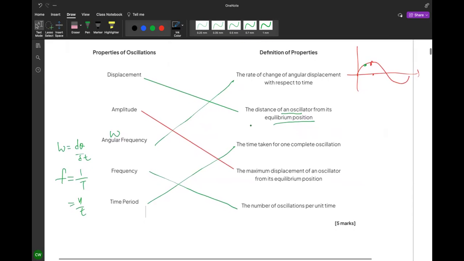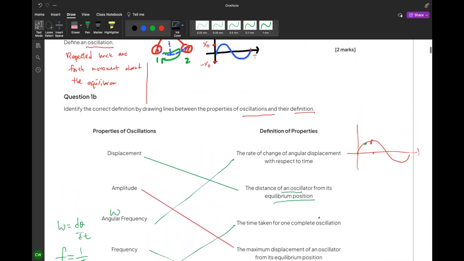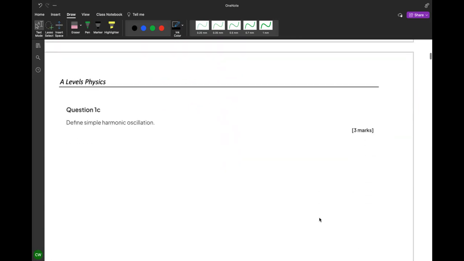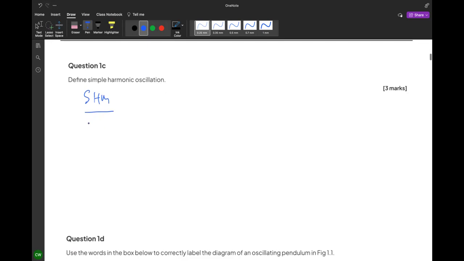Make sure you know about the definition. Any question about this one? No problem. Define simple harmonic motion oscillation. How much do you know about simple harmonic motion? You need to know about this relationship. It's the acceleration directly proportional to displacement, but in the opposite direction.